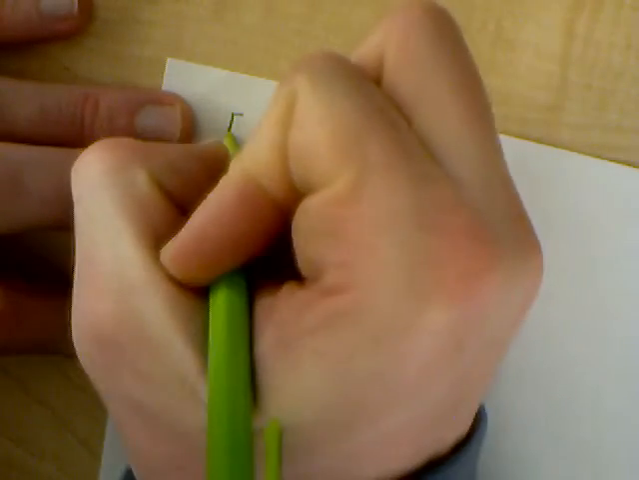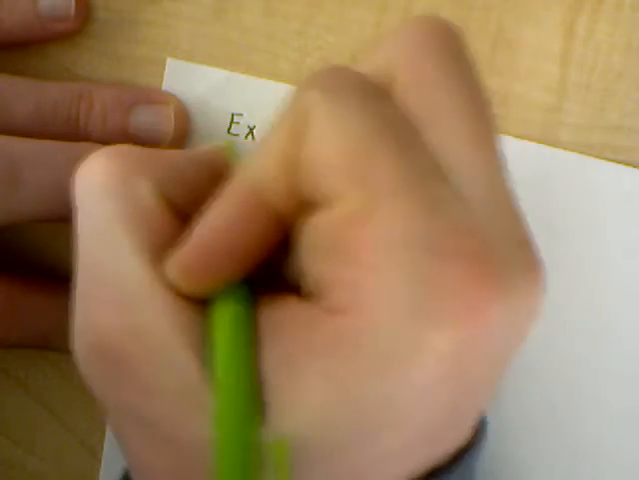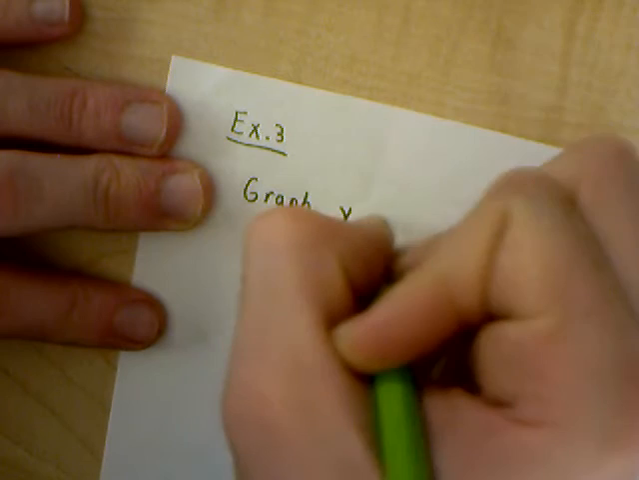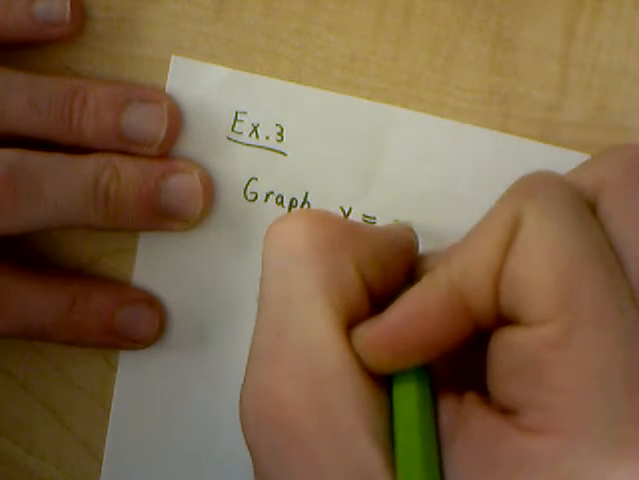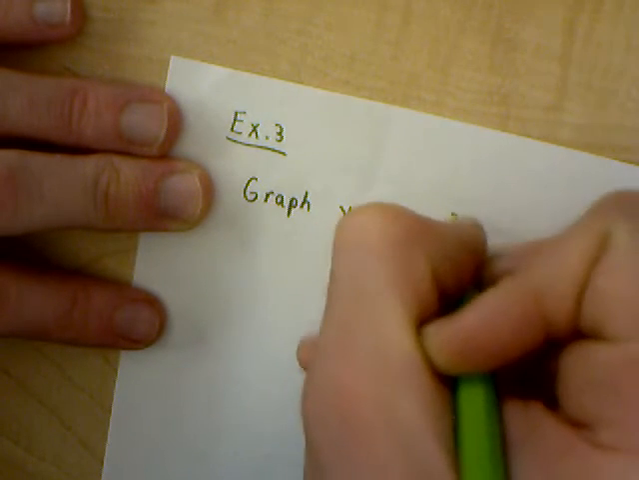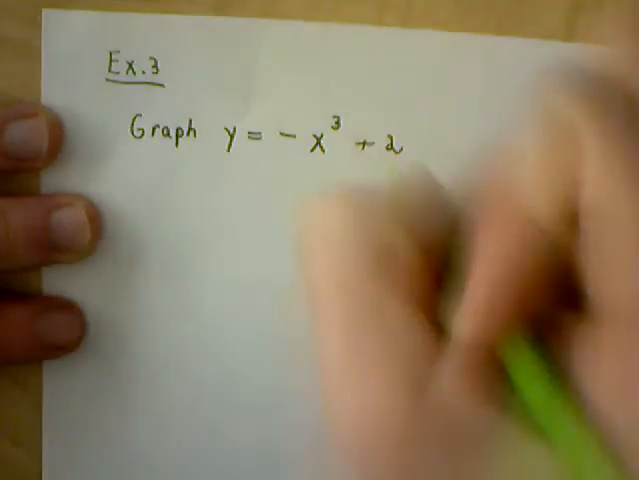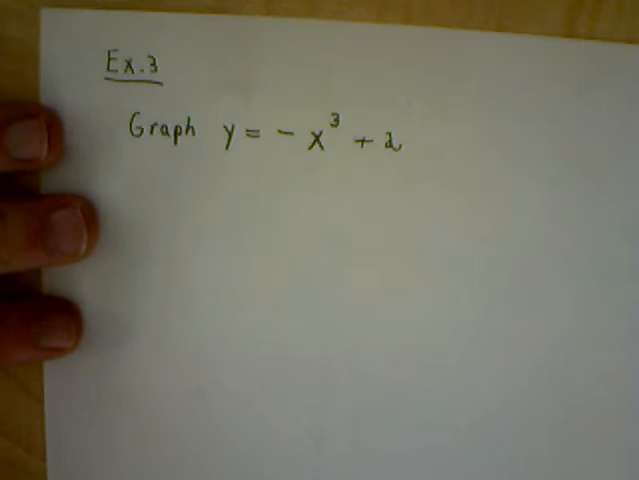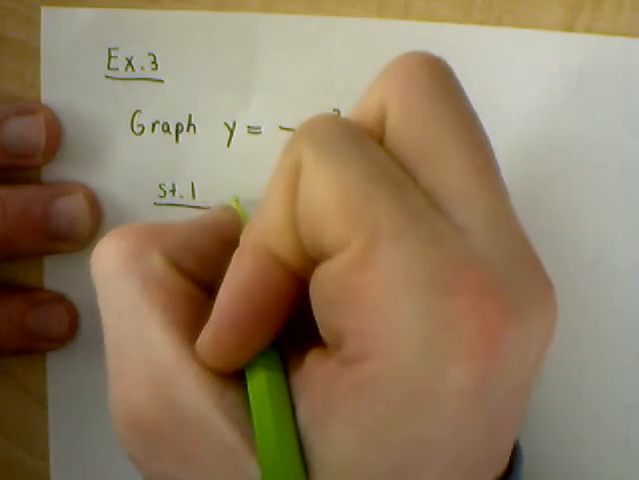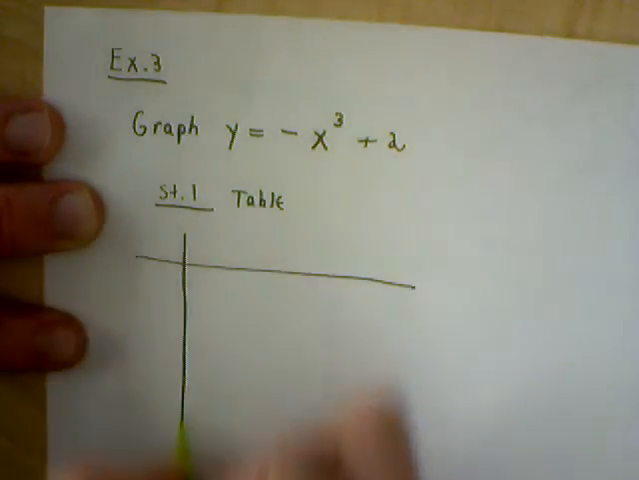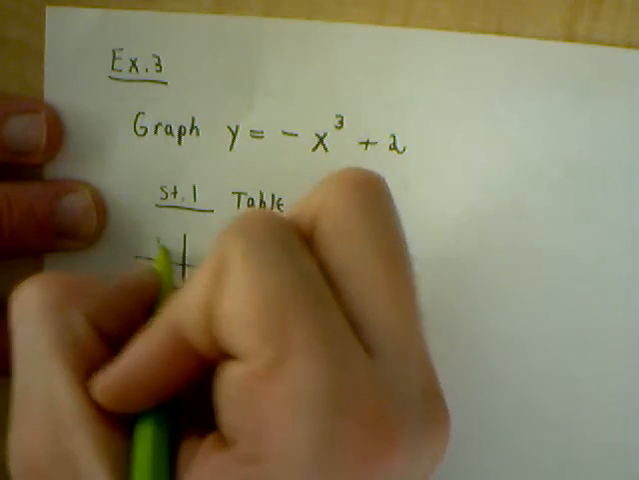Last one. We're going to go ahead and do one more function. Graph y equals negative x to the third plus 2. Okay, now same thing. Step 1 is still going to be make a table. Probably going to want to choose those same x values.